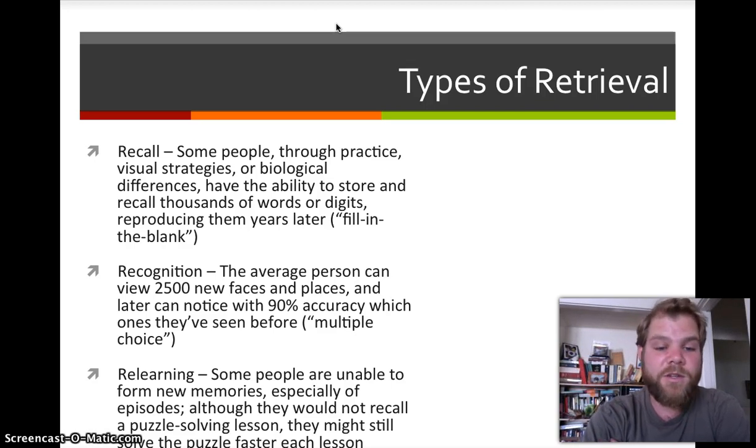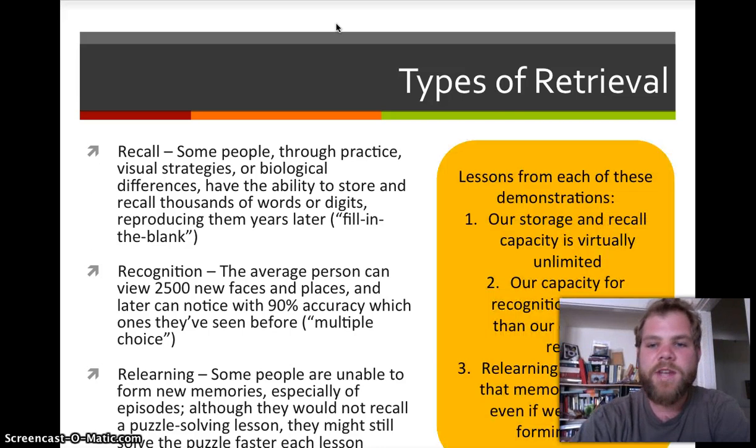And relearning is a little bit different. Some people are unable to form new memories, especially of episodes. Although they would not recall a puzzle-solving lesson, they might still solve the puzzle faster each lesson. Relearning is basically when you forget how to do something, but you know you did it in the past, and you have to relearn how to do it. It's what the name suggests.